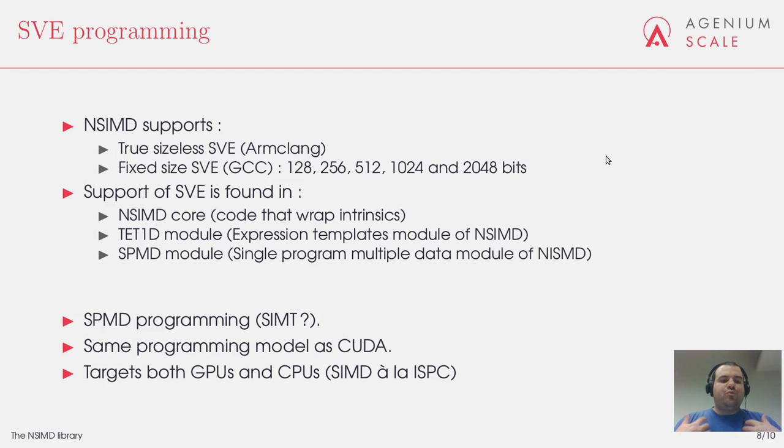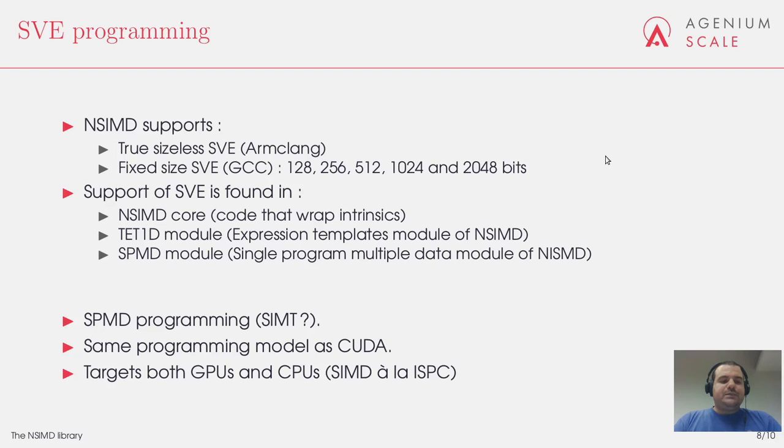And we provide three APIs for doing SVE in NSIMD. The first API is the historical one, which is provided by the NSIMD core. That's the code that wraps intrinsics. The second API is the module of C++ expression templates. And the third way of doing SVE is via another of our modules, which is called SPMD, single program multiple data, which allows you to write code à la CUDA. I will come to this right now.